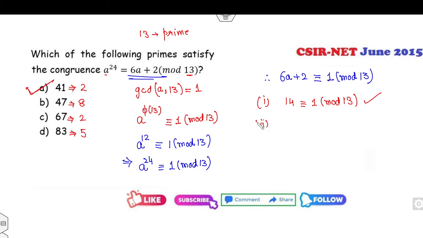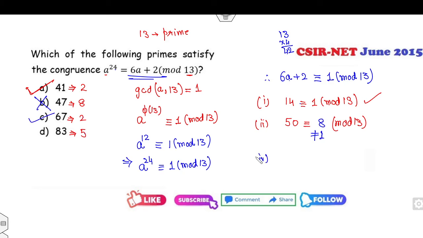Look at the second. If you substitute 8, 6 times 8 is 48, plus 2 is 50. What is the congruence modulus 13? If you divide them, 13 into 3 is 39, then it will be 8, which is not equal to 1. So the second option is cancelled. 2, 6 times 2 is 12 and 14 satisfied.